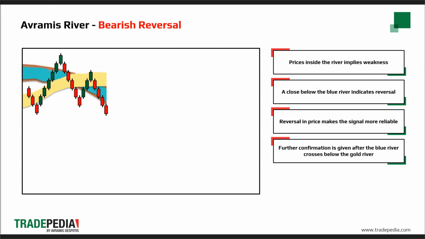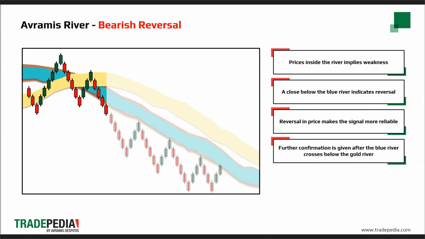So a close below the blue river indicates reversal, I already said. But just to confirm, reversal in price makes the signal more reliable, and further confirmation is given after the blue river crosses below the golden river. Okay, so as I say, you want to look at any forms of crossover: the price must be below the river, and then there must be a crossover, something along that line.